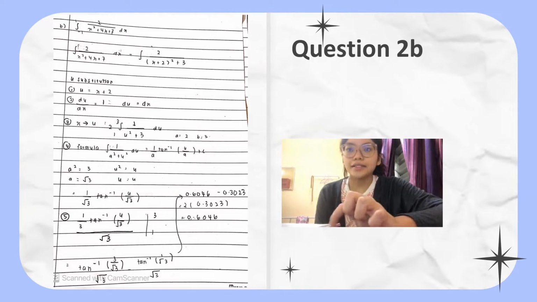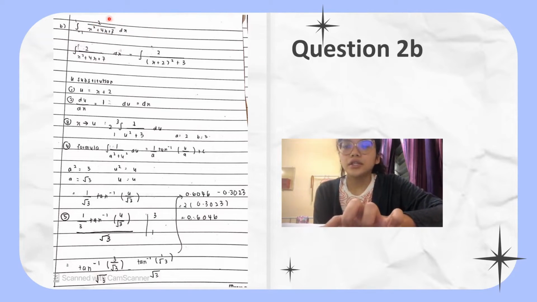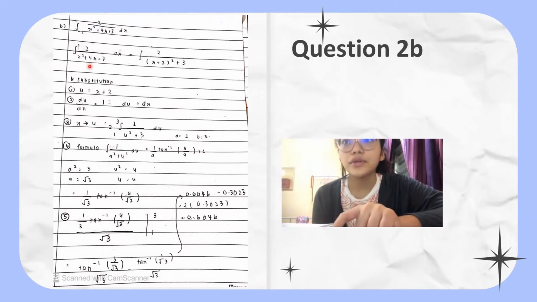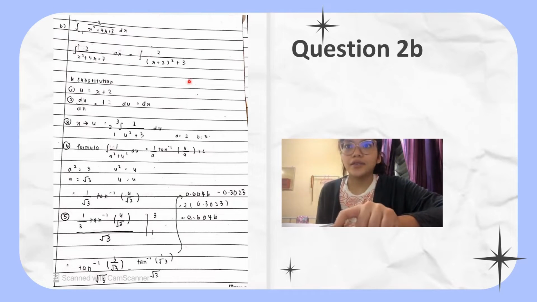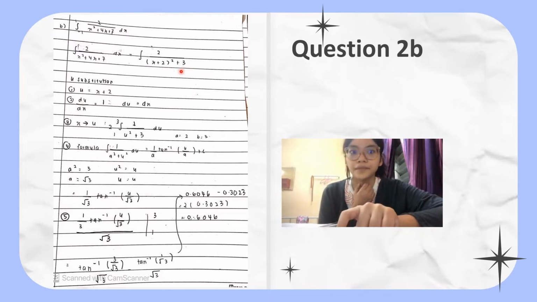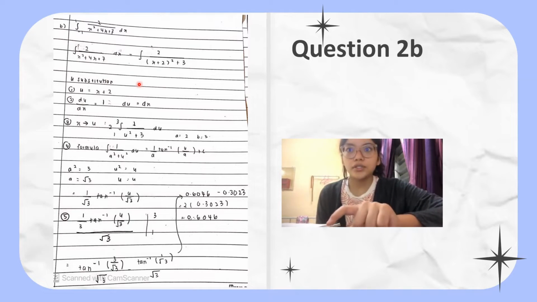So for the next step, we're going to integrate this quadratic expression, which is 2 over x squared plus 4x plus 7 dx. And we already proved here by completing the square, so we already got 2 over (x + 2) squared plus 3 dx. So for the next step, we're going to use substitution to solve this integration.